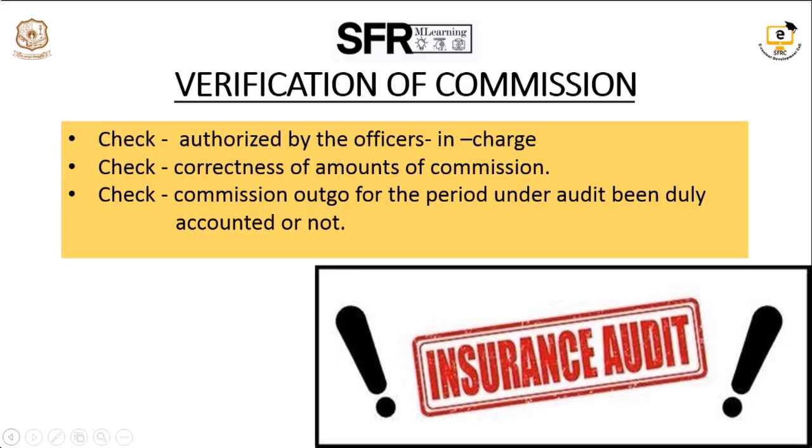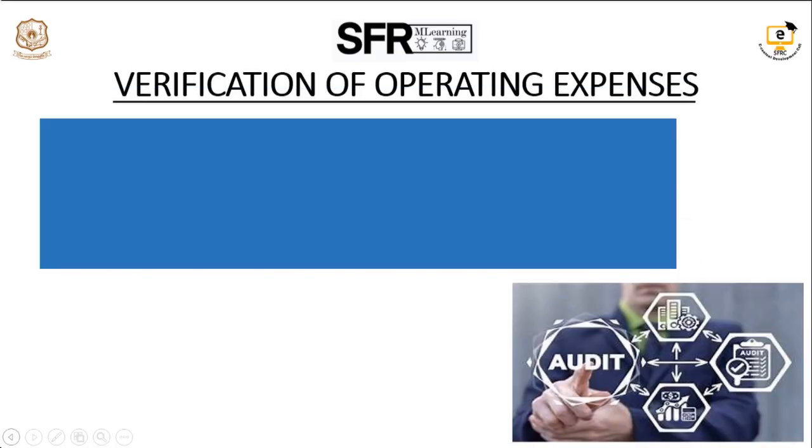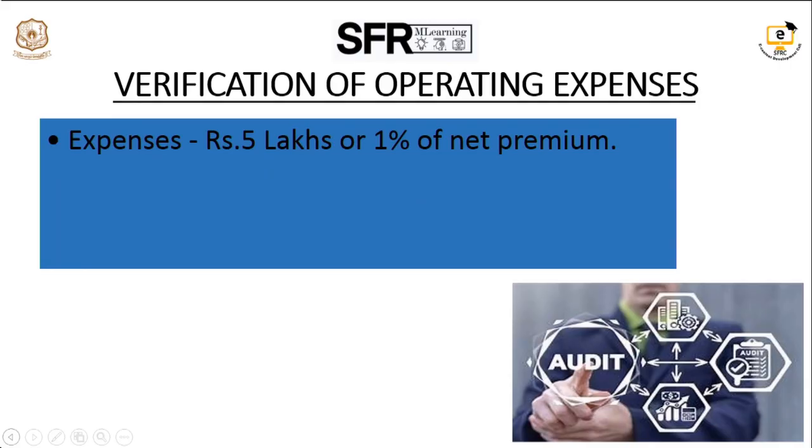The auditor should verify the disbursement entries with reference to the disbursement voucher with copies of commission bills and commission statement. Check whether the vouchers are authorized by the officers in charge as per the rules and income tax is deducted at source as applicable. Test check the correctness of the amount of commission allowed. Then check whether the commission outgo for the period under audit is duly accounted for or not.